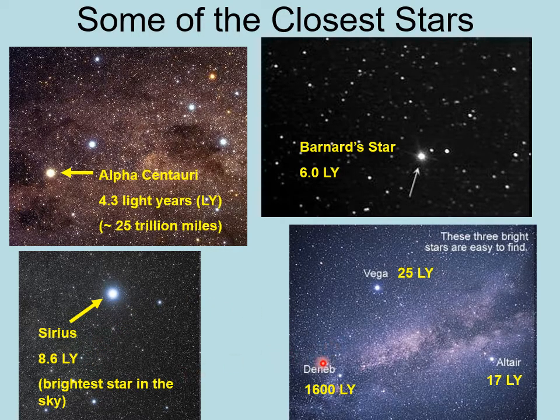And then in the summer sky, there are 3 bright stars which form the so-called summer triangle. 2 of them are relatively close by. Altair is 17 light years, and Vega is 25 light years. But look at this one here. Deneb is 1,600 light years away. It's much farther away, and most of the stars in our galaxy are even much farther away than this.